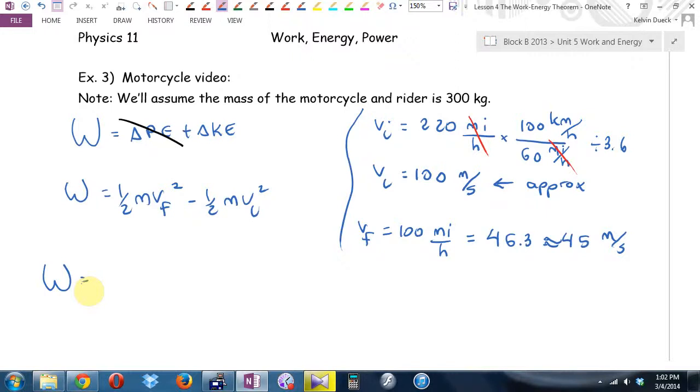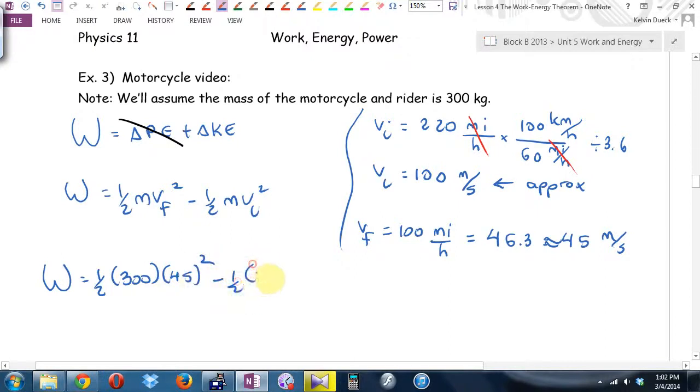you're heating up the brakes. So, a half, 45 squared minus a half, 100 squared. You're going to get a negative answer because you're losing energy. We're going to ignore the negative. How much work was done slowing down?